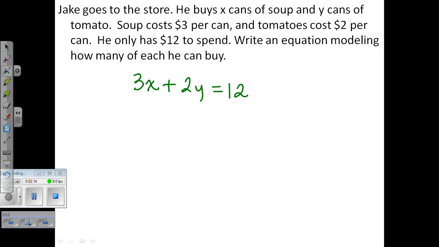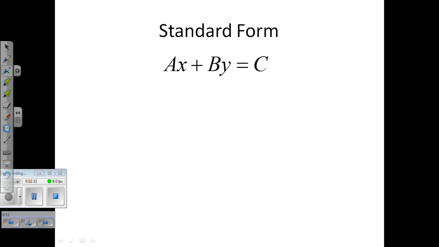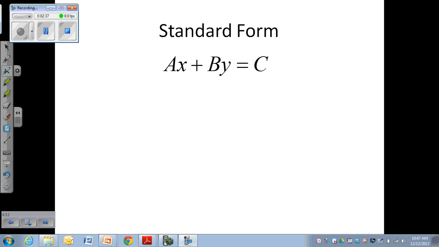It looks very different from slope-intercept form, y equals mx plus b. So we're going to spend some time talking about this form. You have seen this form before, mostly when we were solving for x and y intercepts. We saw equations in this form. So standard form looks like this: ax plus by equals c. And there are some rules about how we can write this.